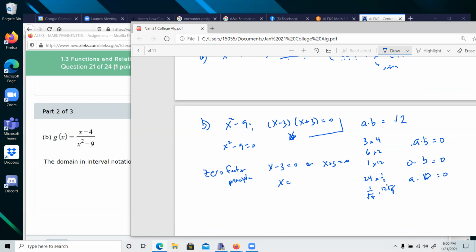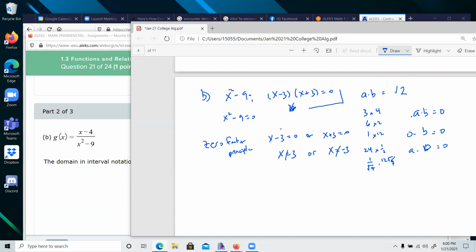So we get x is equal to 3 or x is equal to negative 3. Those are the choices. Okay, so if x is either of these numbers, then we get a 0 on the bottom here, and we don't want that. So when I write down the interval notation, we're excluding these two numbers, right? We're saying everything except for those.